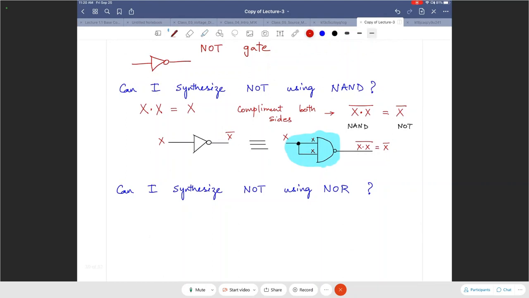Similarly, I can do this for the NOR as well. So the question is, can I synthesize a NOT gate using NOR? For this, I will start off with a Boolean algebra property of X OR X. What is X OR X? We know that it is X. Now, complement both sides. What does that become? X NOR X is X complement. Done.